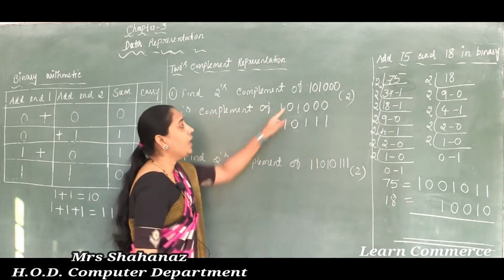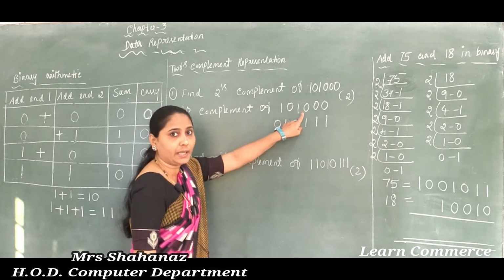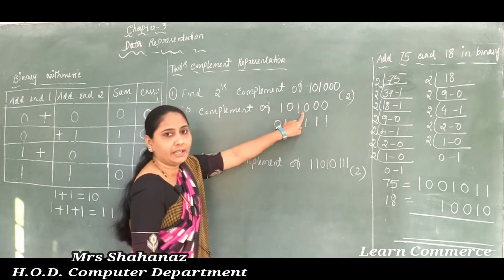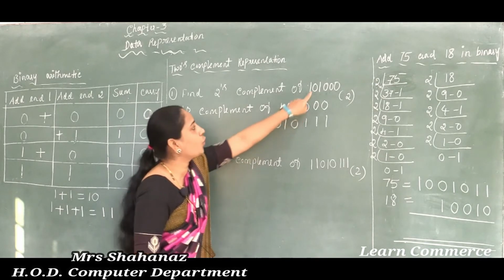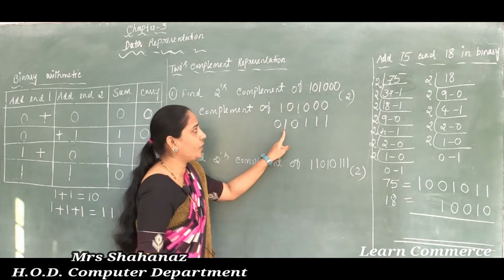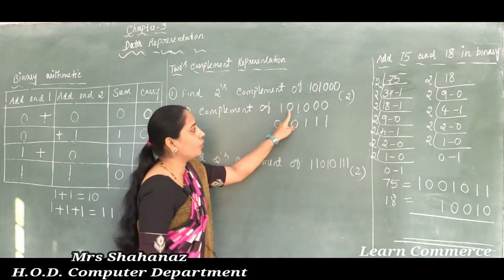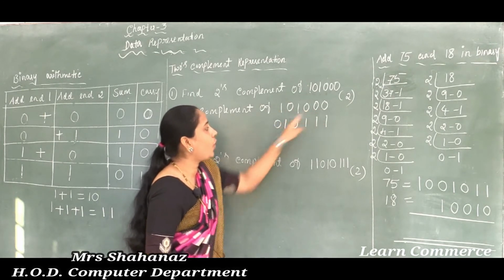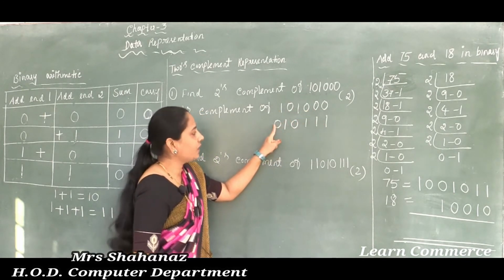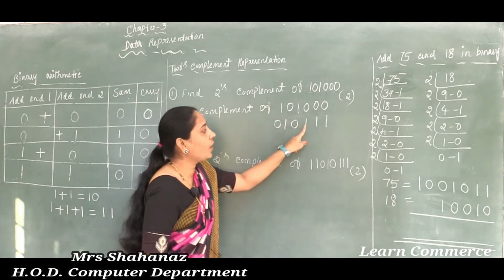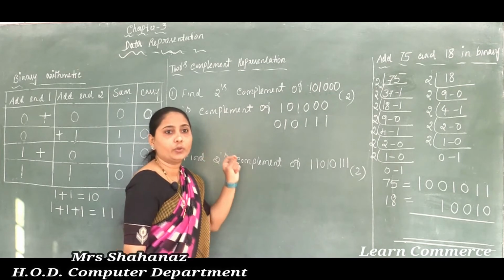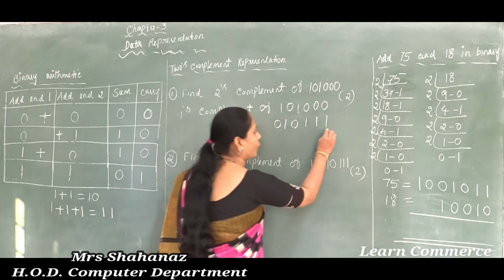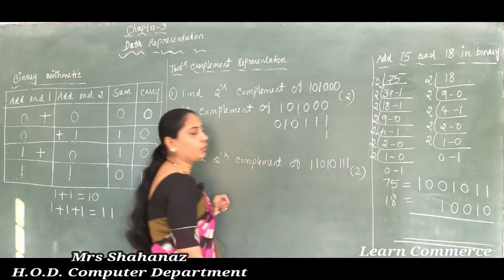Clear this point here? What was in the question at first, and what am I doing? First of all I need to take the 1's complement of this question. So the 1's complement of the question 101000 is 0 1 0 1 1 1, and later after that by adding 1 to the least significant bit position. So I am going to add 1 here.